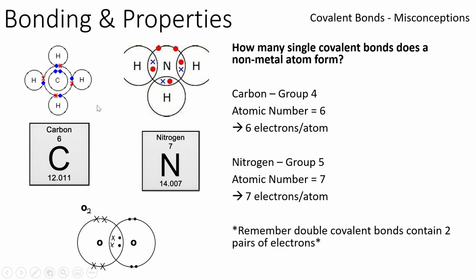Now remember, it's slightly different for double covalent bonds, because double covalent bonds contain 2 pairs of electrons. 1, 2, as you can see in the covalent bonding between oxygen atoms. So bear that in mind. This just applies to single covalent bonds.